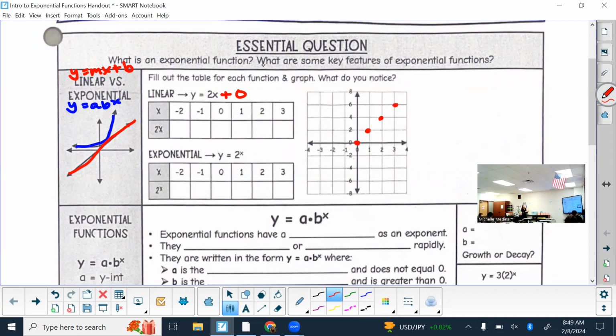So there's that. For filling any table of values, no matter what is going on, you're just plugging into the equation. So if this is x, then really what I'm doing is 2 times -2. That's what my equation is. What's 2 times -2? -4. Jordan, 2 times -1.